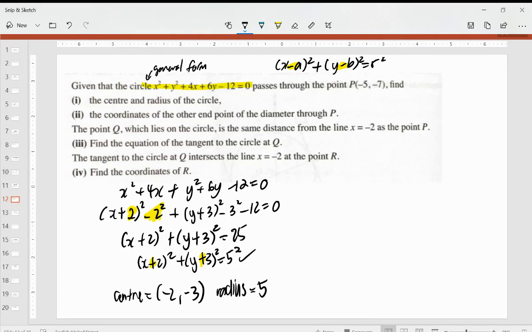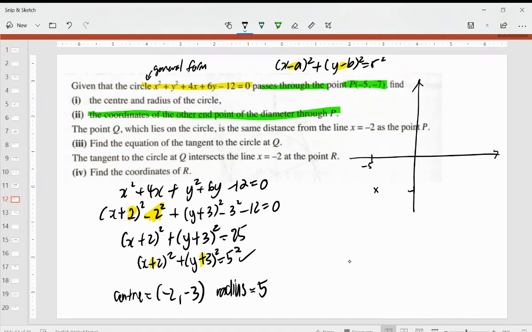Now we need to find the coordinates of the other point. So what other point are we talking about? It is with respect to this point P. Point P is on the circumference, because it says the circle passes through the point. So you can pretend that the circle is this way. It passes through the point, and now we already found the center. We can point that out also.